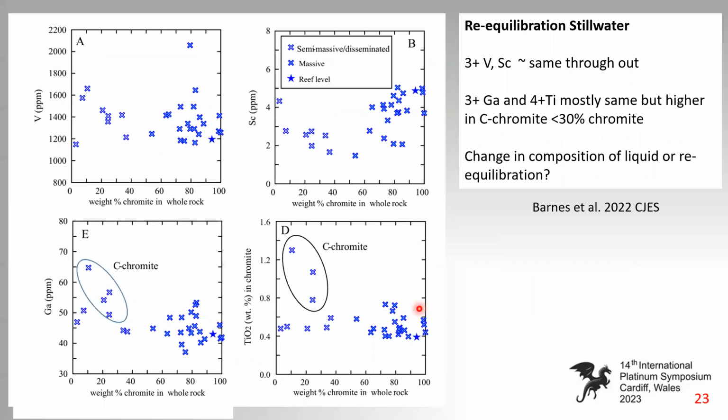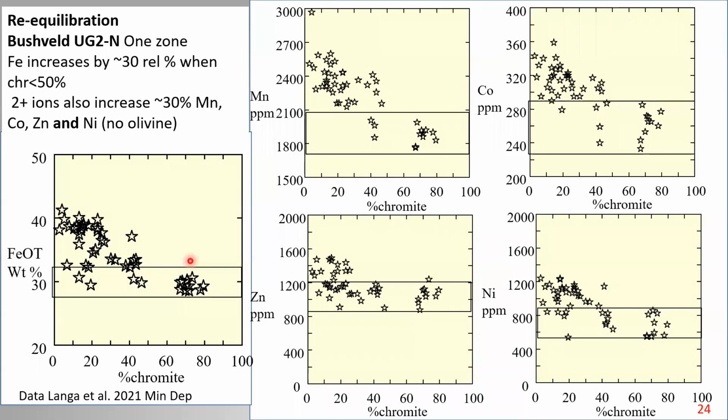If we look at the +3 ions, we don't see much change either, except for the C chromite, where you can see that titanium for most of the Stillwater is around 0.4, 0.5. And then in the C chromite, we're getting up to 1% or so. The same, the gallium in the C chromite goes up. And of course, the question then becomes, wait a minute, is that because the C chromite has a different liquid, or is it because of the lower chromite content? Because of course now at Stillwater, I've got all the seams plotted on the same diagram. So what if we just take one zone?